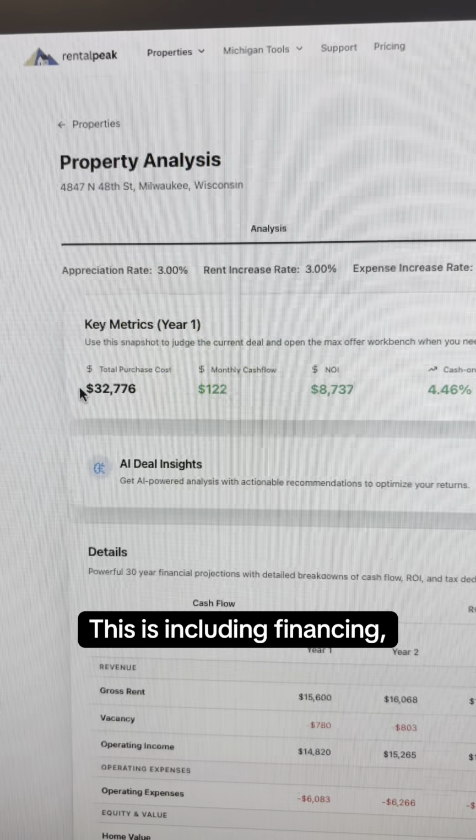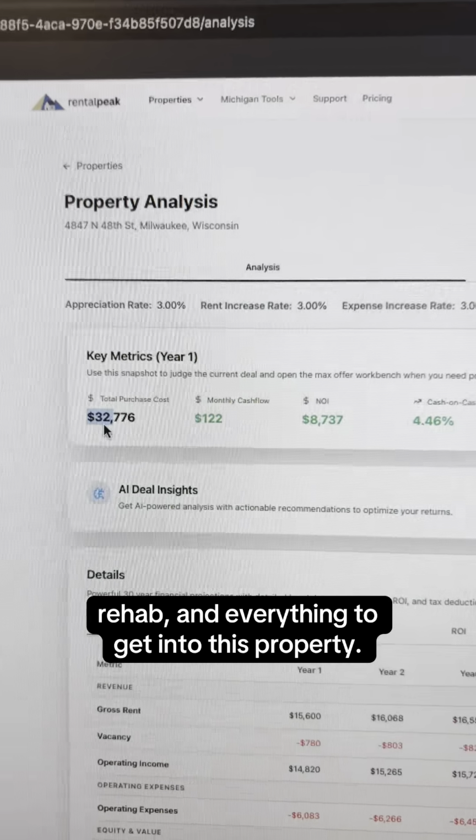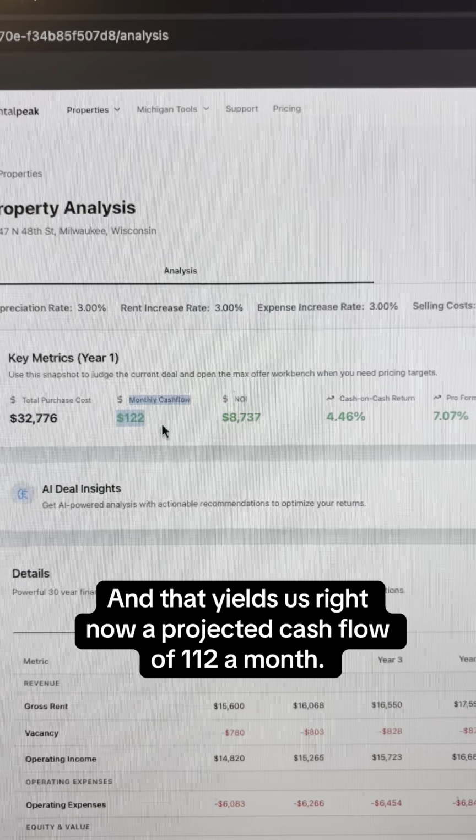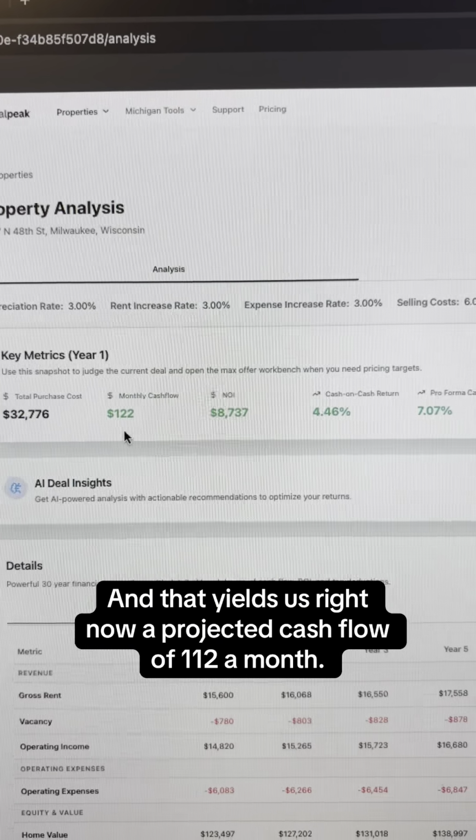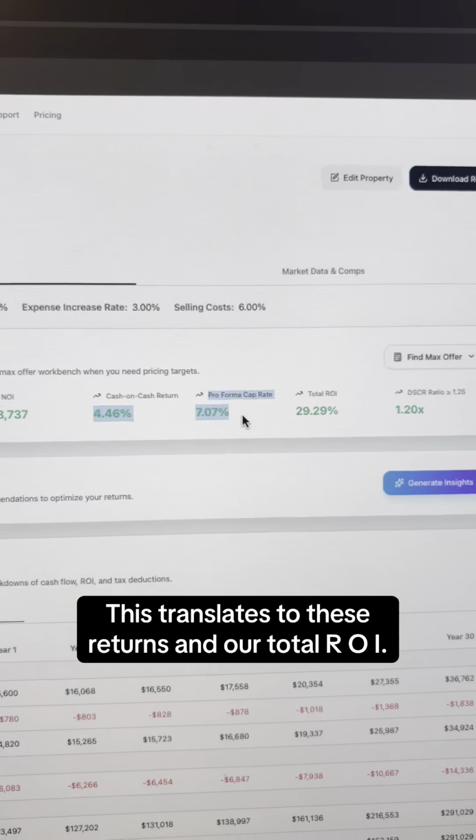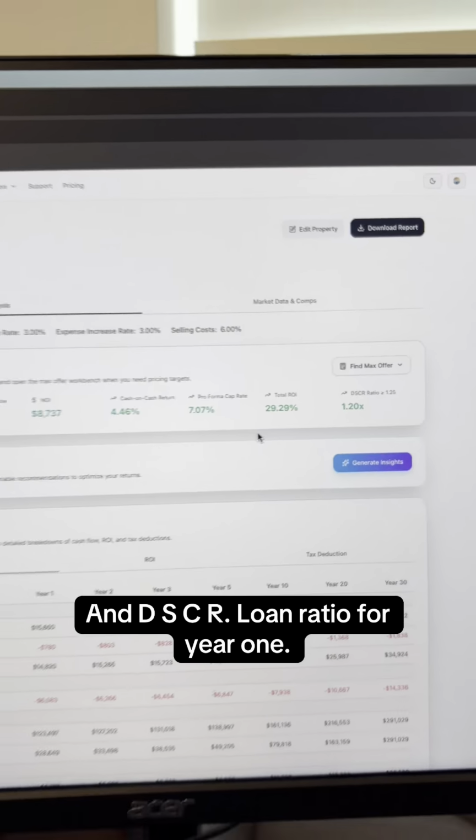This is including financing, rehab, and everything to get into this property, and that yields us right now a projected cash flow of $112 a month. This translates to these returns and our total ROI and DSCR loan ratio for year one.